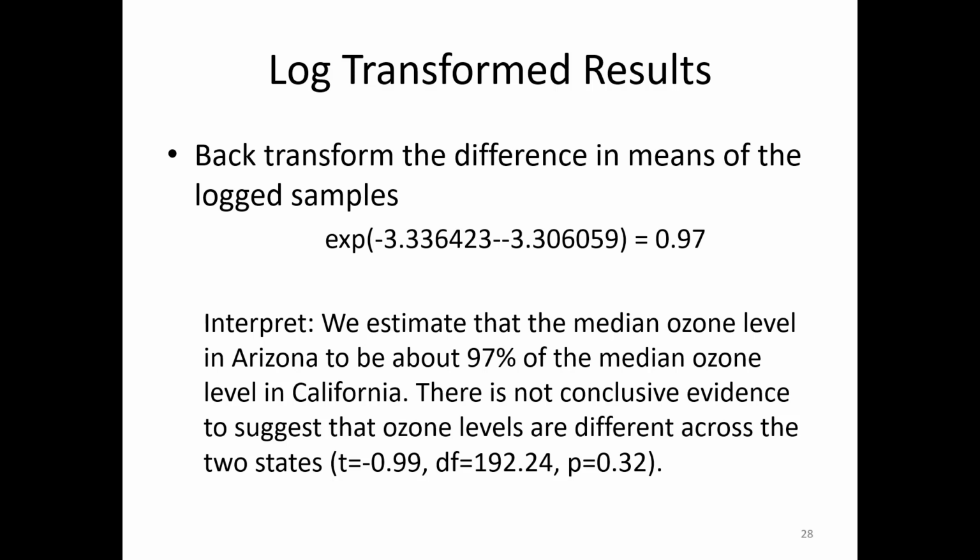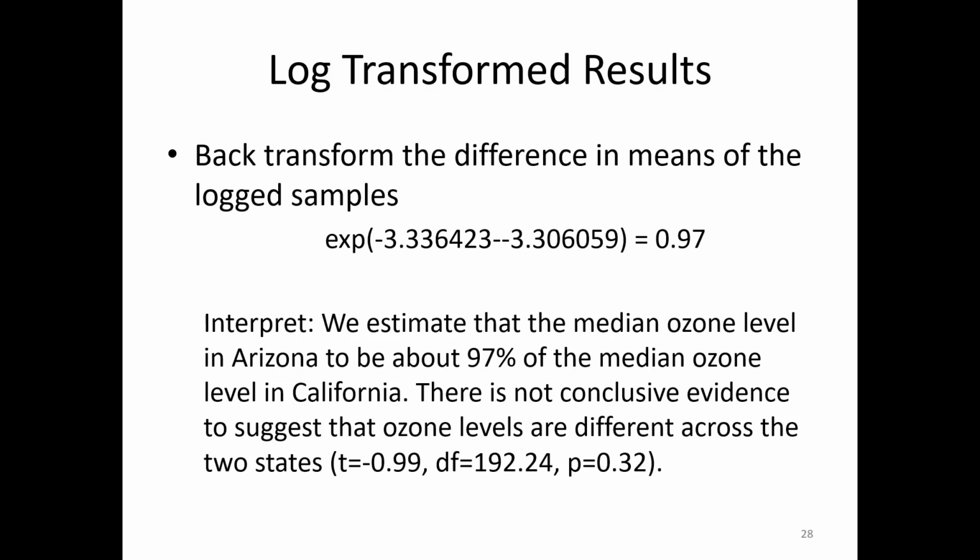So what does that mean, that 0.97? That is the multiplicative factor. So we estimate that the median ozone level in Arizona to be about 97% of the median ozone level in California. This is on July 1st, right? There is not conclusive evidence to suggest that ozone levels are different across the two states. And we give our T, our degrees of freedom, and our p-value. We don't need to change those, exponentiate those, or do anything with those. We report the T, degrees of freedom, and p-value on the log data.